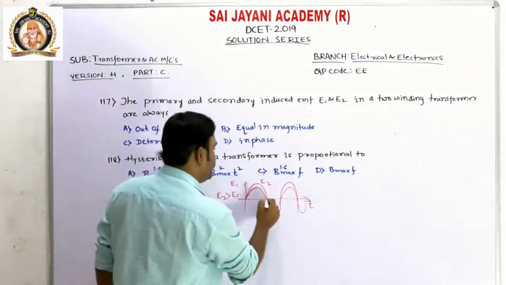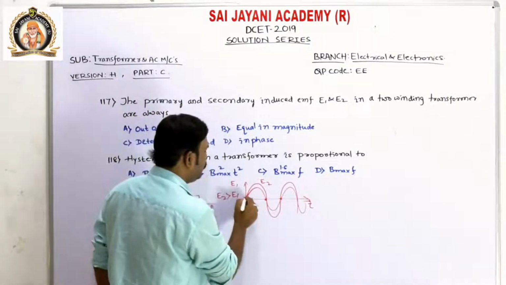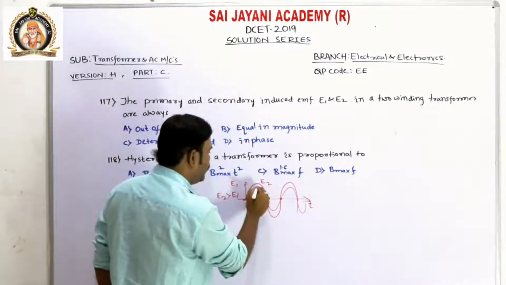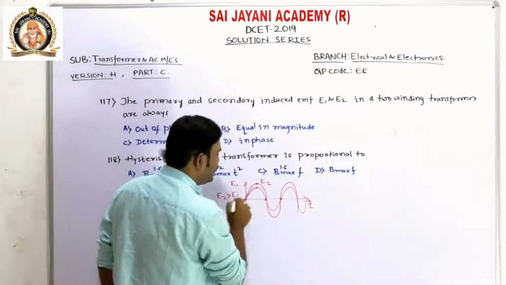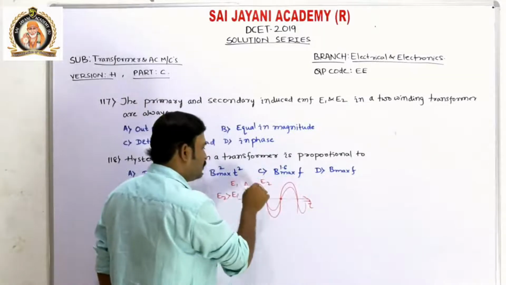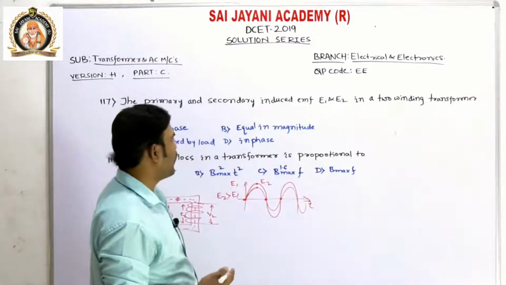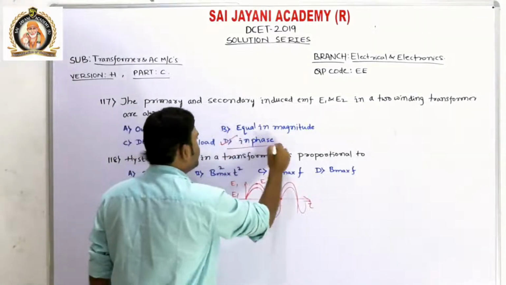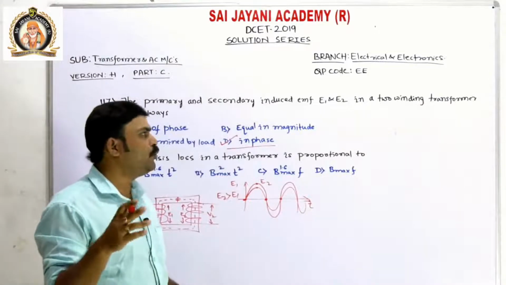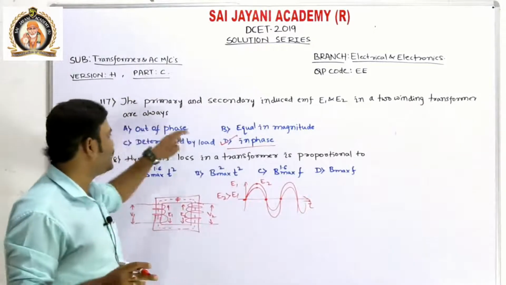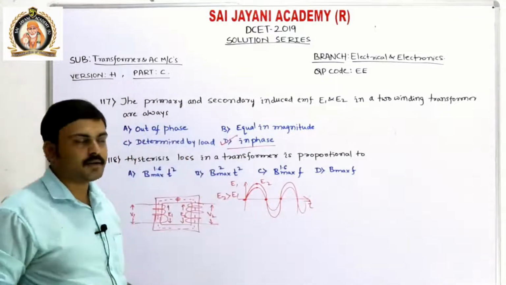But see, they are in phase, meaning when V1 is 0, E2 is also 0. When E1 is at maximum, E2 is also maximum. When E1 is 0, E2 is also 0, and this cycle will be continued. So the right option is option D, in phase, meaning the primary and secondary induced EMF E1 and E2 in a two winding transformer are always in phase. Option D is the right answer.